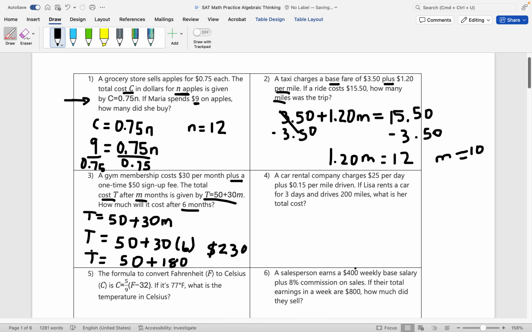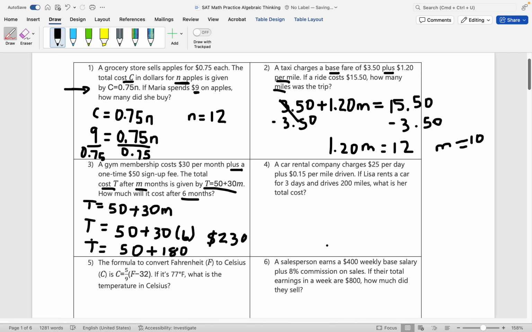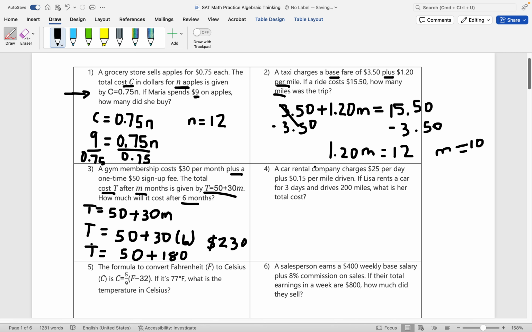Okay, and number 4 says a car rental company charges $25 per day plus 15 cents per mile driven. If Lisa rents a car for 3 days and drives 200 miles, what is her total cost? Okay, they didn't give me an equation, so I have to put it together. So it's going to be $25 per day. So this is multiplication, $25 per day.